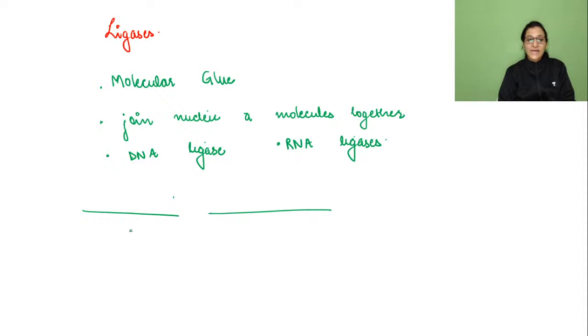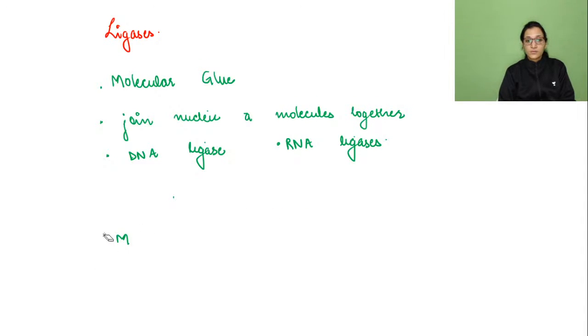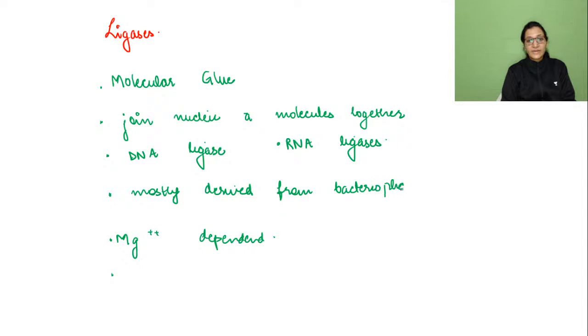DNA ligase is actually magnesium ion dependent. Most of the ligases are obtained from, or mostly derived from, bacteriophage T4.